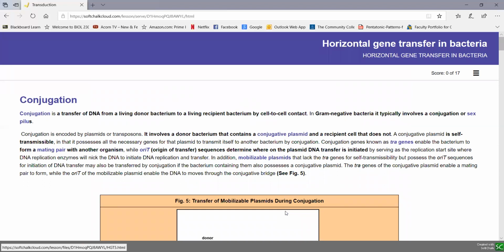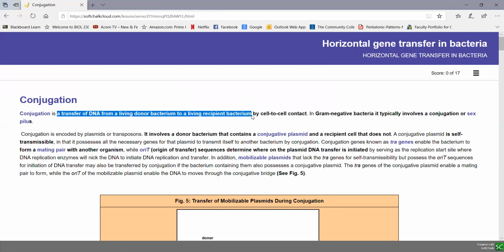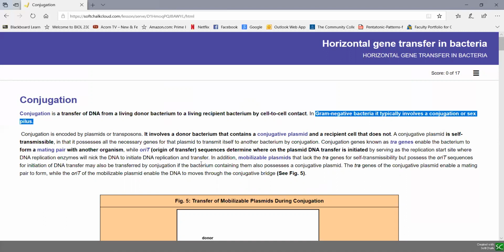But the most common mechanism of horizontal gene transfer in bacteria is conjugation. And again, conjugation is a transfer of DNA from a living donor bacterium to a living recipient bacterium by cell-to-cell contact, formation of what's called a mating pair between two bacteria. And in gram-negative bacteria, that typically involves a conjugation or sex pilus.